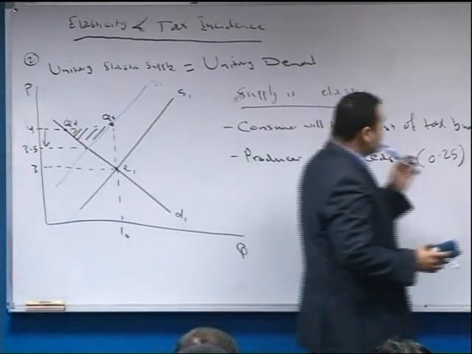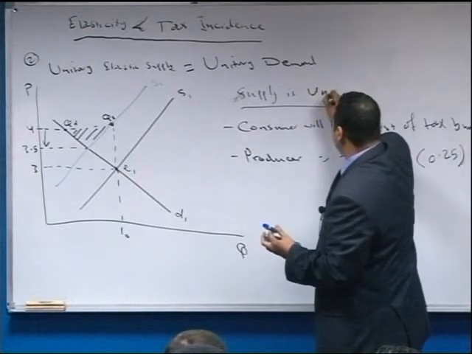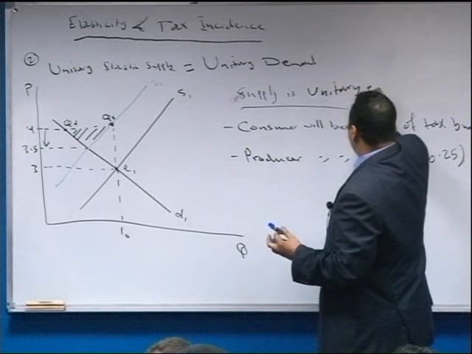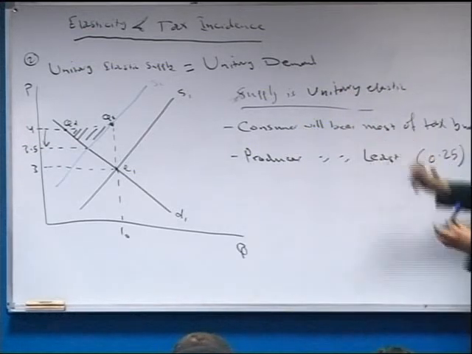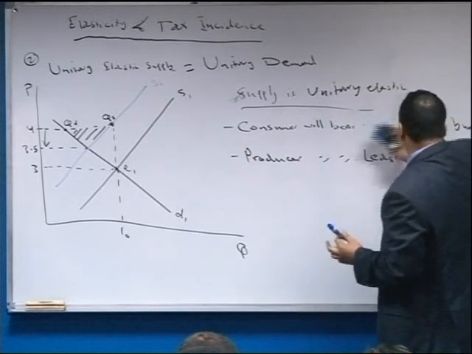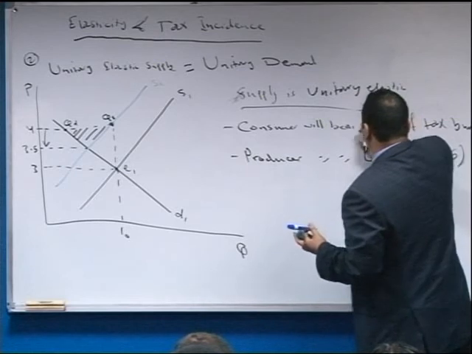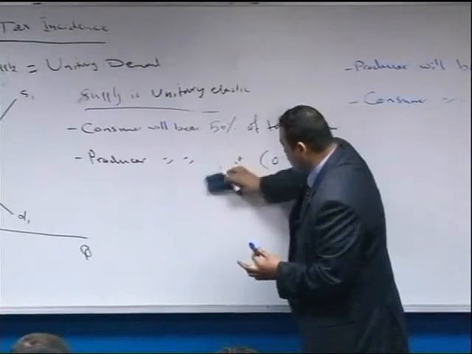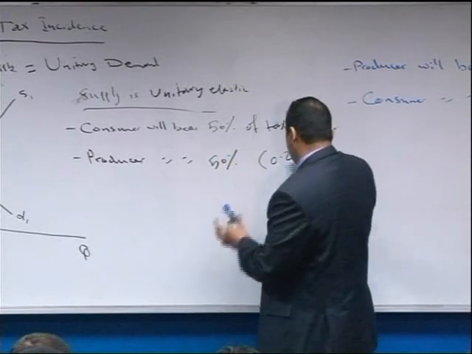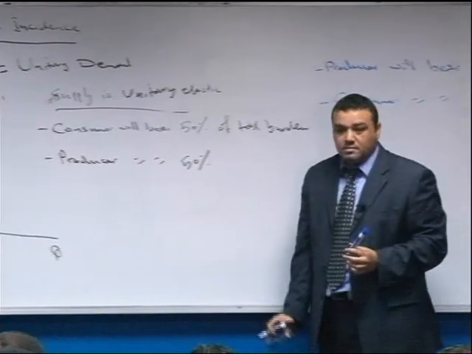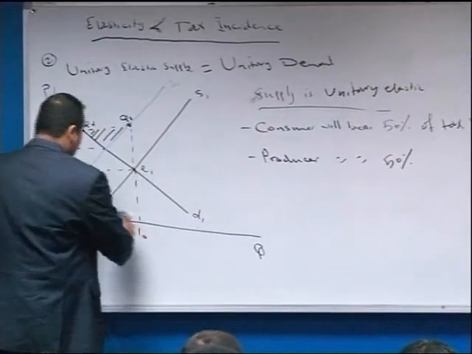So, when supply is unitary elastic, the consumer will bear half of the tax burden, or 50%, and the producer will bear 50%, or half of the tax burden. Right? Okay.